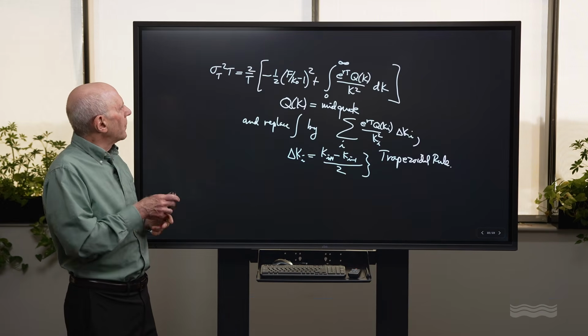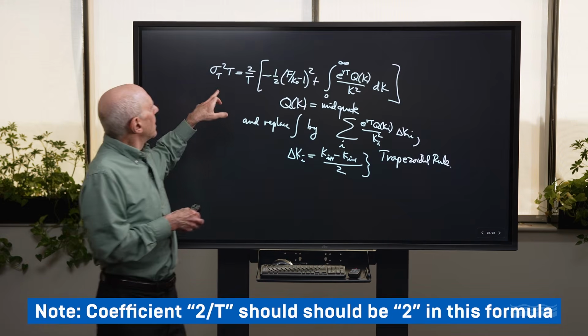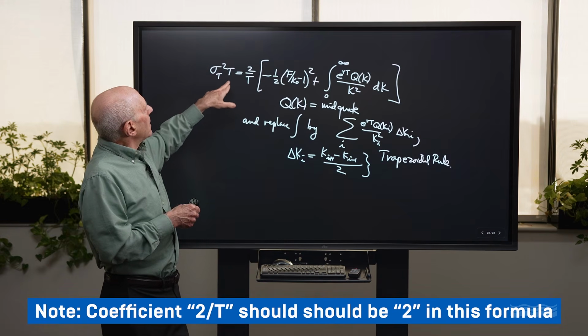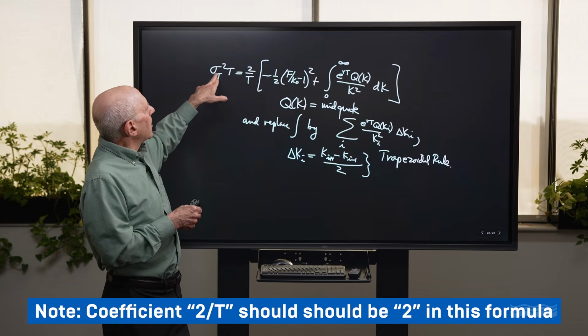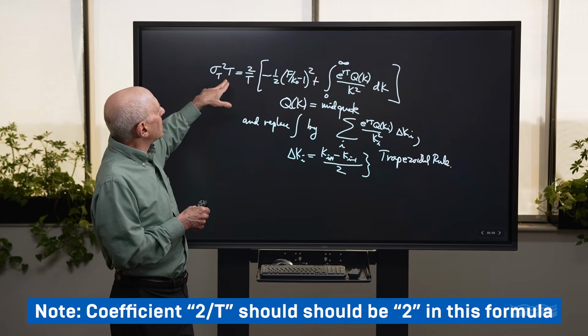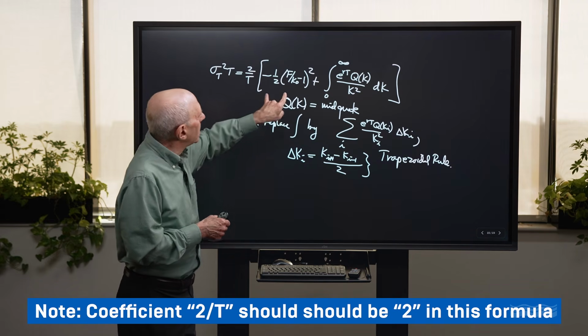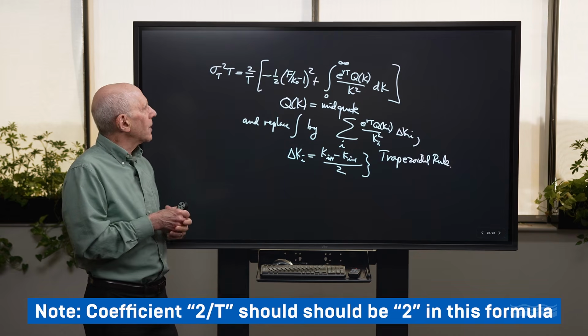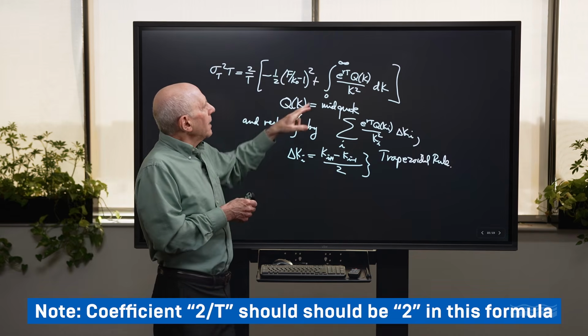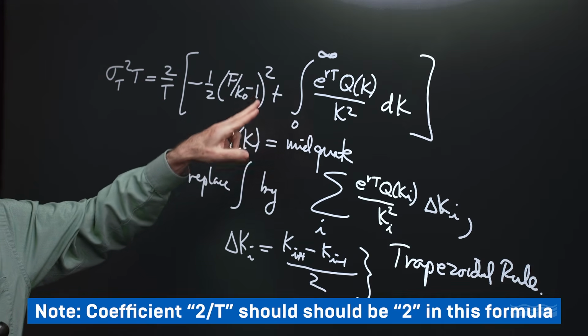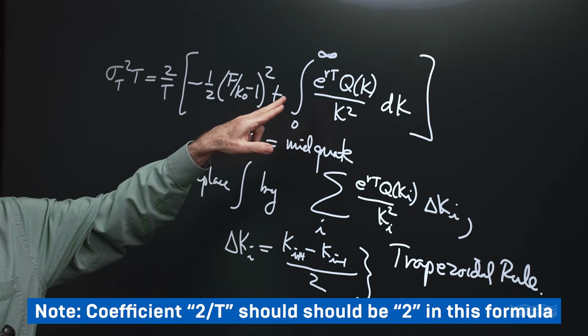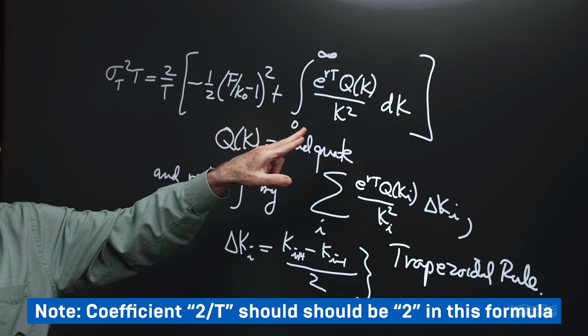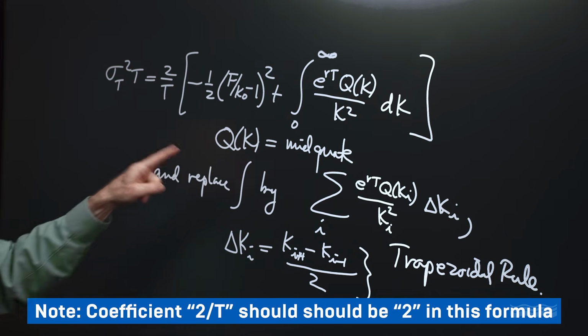And so the CBOE rewrites it as expected future realized variance in the time period 0 to T is 2 over T times this term. So it's one term instead of two. And then they write the integral as the integral from 0 to infinity of e to the RT times Q of K over K squared, where Q of K is the midquote.